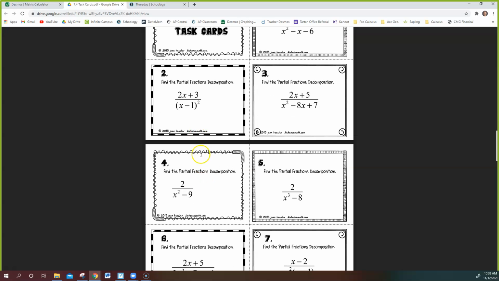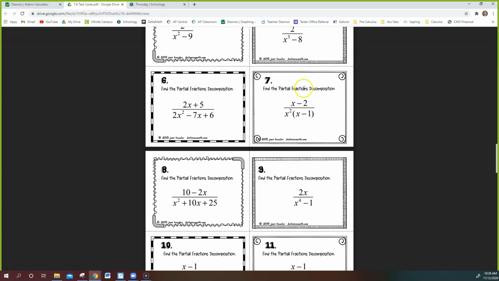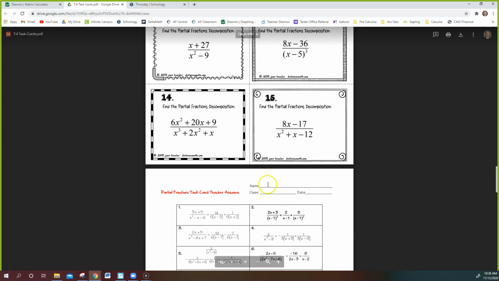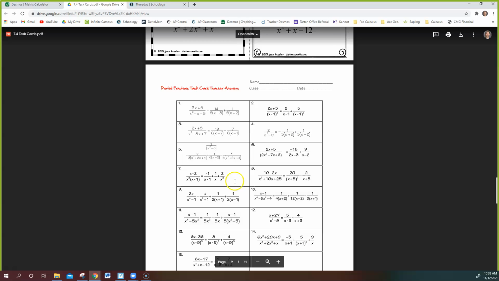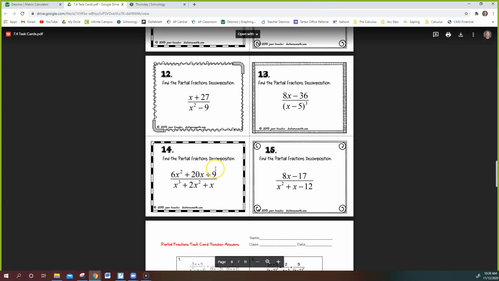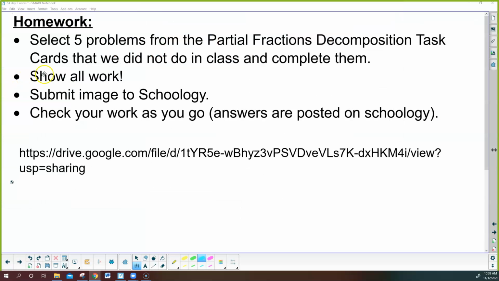But here's the problems we did. Well, notice we already did number 2. We just talked about number 5. I don't recommend doing that one, but you could. If you want to do number 5, you can. Here's number 7 that we did, and we did number 9. All the rest of them are different problems. Now, I will point out the answers are right down here at the bottom of the page. But all I want you to do is pick 5 problems that you think you either are comfortable with or you want to challenge yourself with, but do 5 problems on a separate sheet of paper, and then you're going to show all your work, and then you're going to take a picture and submit that to Schoology.